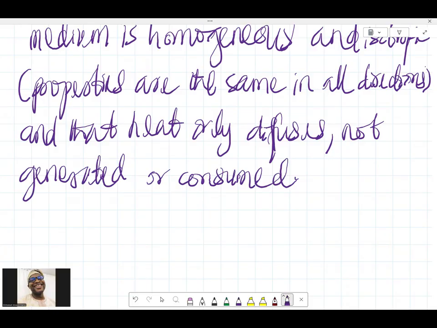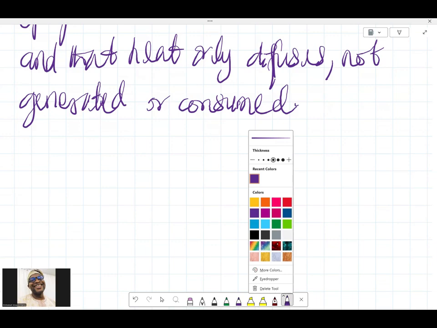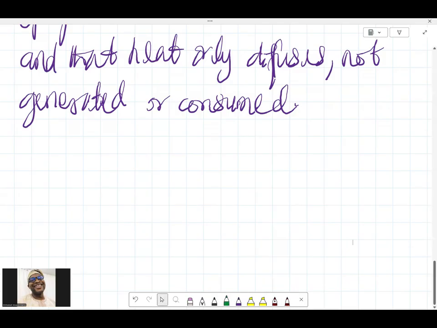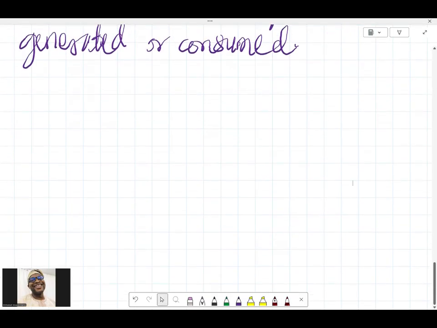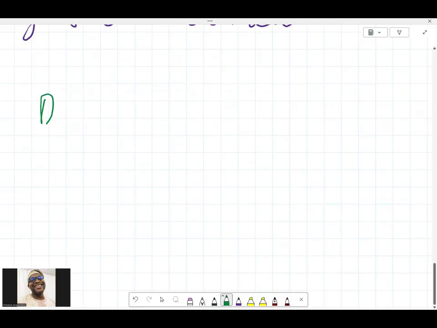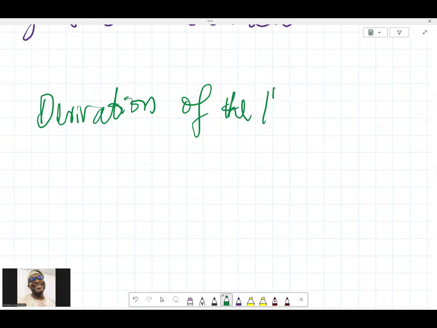So it's just movement of heat in the medium. Okay, at this juncture, let's switch over. So let's talk about the derivation of the heat equation. How do we derive the heat equation?